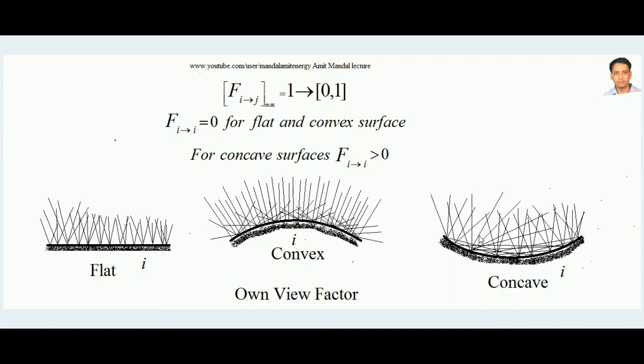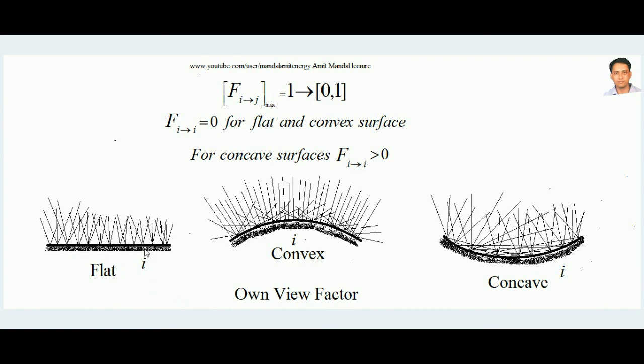So in this case what will happen? We will write it like this, Fii. If the name of this surface is i, then Fii is always greater than 0 for the case of a concave surface, because it could be possible that the radiations emitted by it are falling over its own surface, because this entire surface can see itself. You can take it like this.